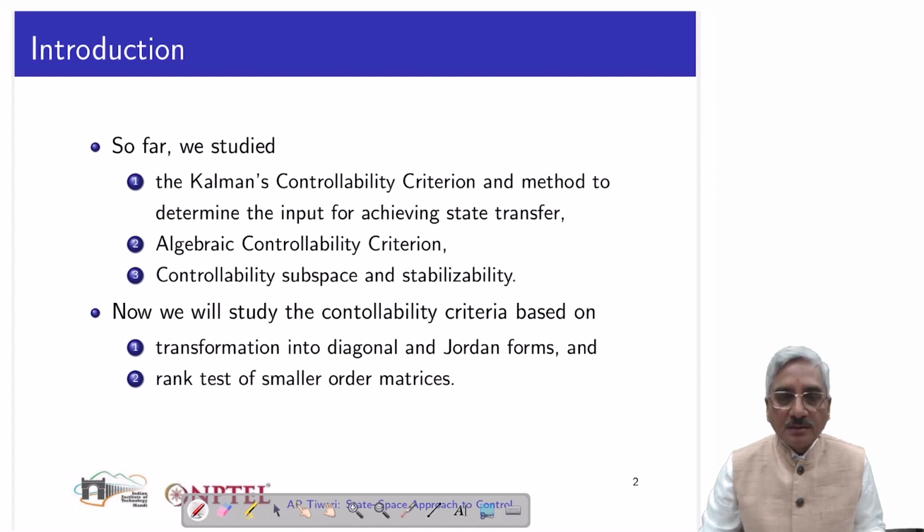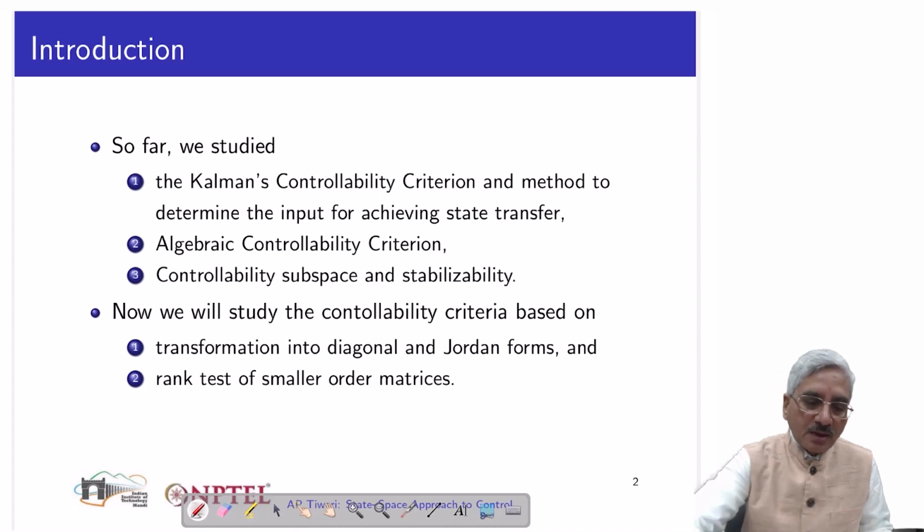Now the topic today is to study the controllability criteria based on transformation into diagonal form, which is Gilbert's controllability criteria, and the same thing generalized to the case of repeated eigenvalues, which is Jordan form. The other one is Hautus's criteria, which is based on the test of rank of some smaller order matrices. So with that we proceed ahead.